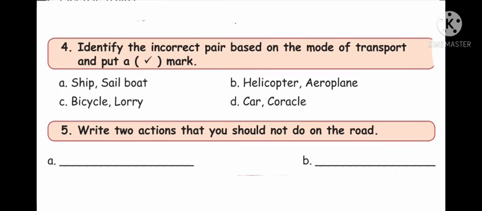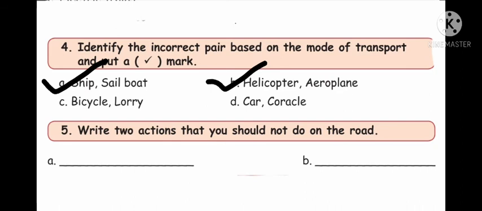The next one, identify the incorrect pair based on the mode of transport and put a tick mark. A. Ship and sailboat. These two are waterways. So this is the correct pair. The second one, helicopter and aeroplane. These are the aircrafts. They fly in the air. So this is also correct pair.